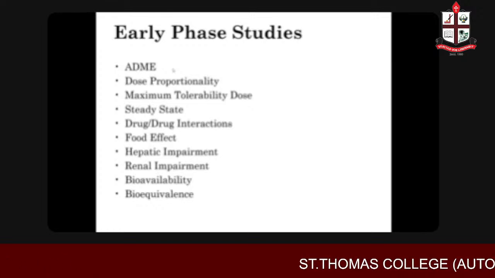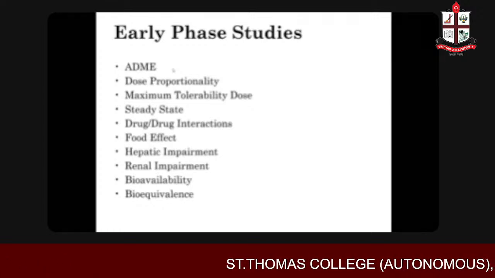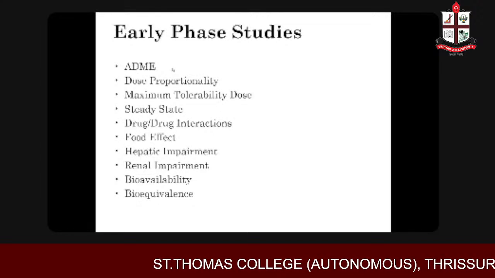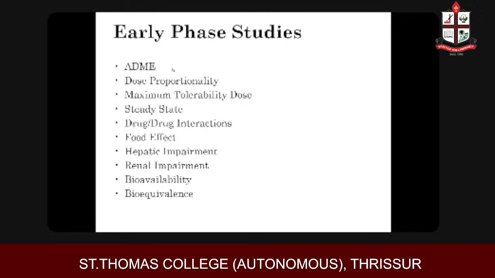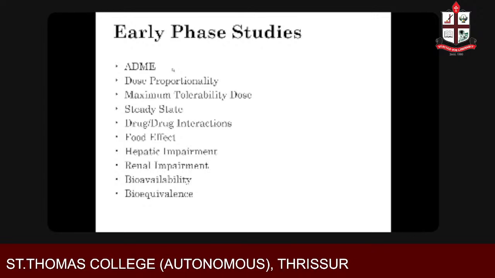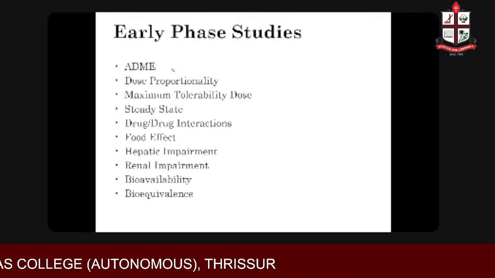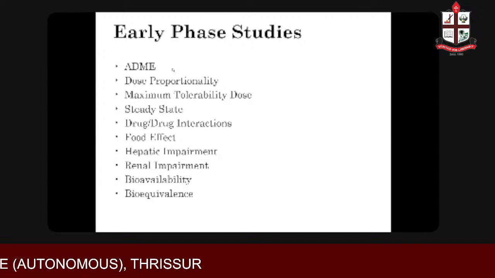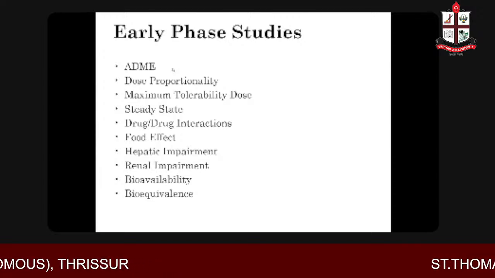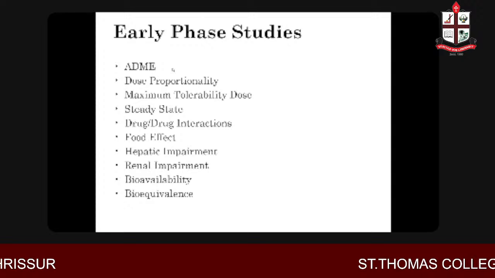So checking dose proportionality is one of the very important studies we have to conduct in the early phase clinical trial. I will give an explanation. I will give one statistical analysis of how we are doing that. We are going to use the power model for that. So let us discuss it later in the slides.